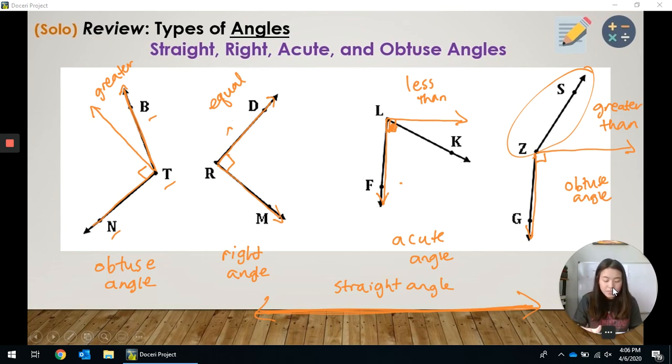I believe that is all we have for today. So our 4 angles, straight angle, right angle, acute angle, and obtuse angle, is what we learned today. We also learned about points, line segments, lines, and rays today.